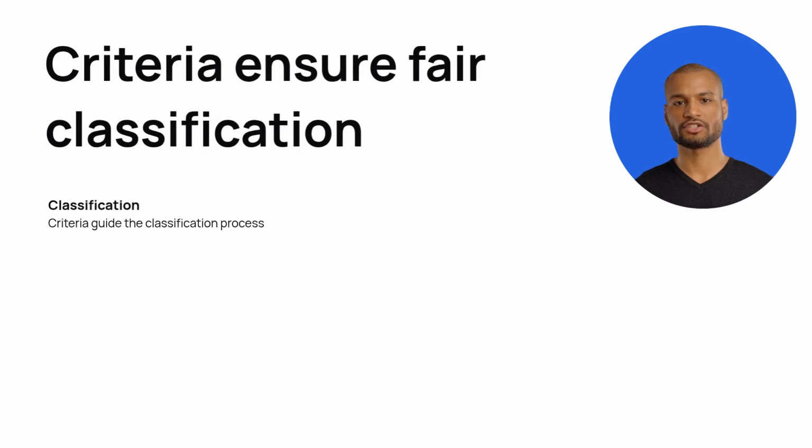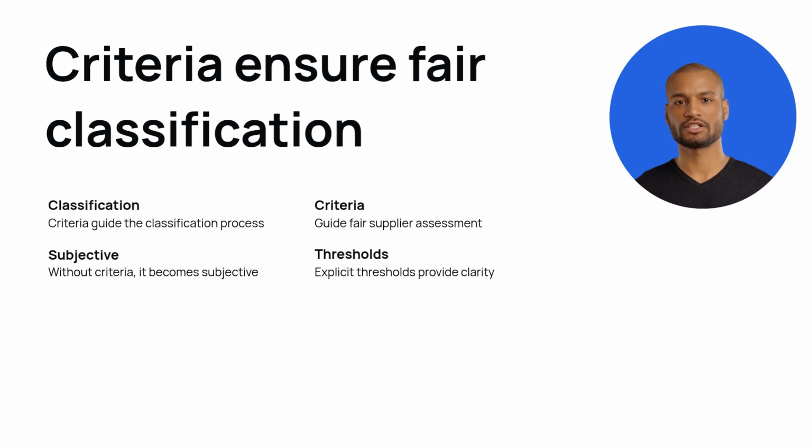Criteria guide the classification process. They ensure each supplier is assessed fairly. Without criteria, classification becomes subjective. Explicit thresholds provide clarity. Data-driven decisions replace gut feelings.